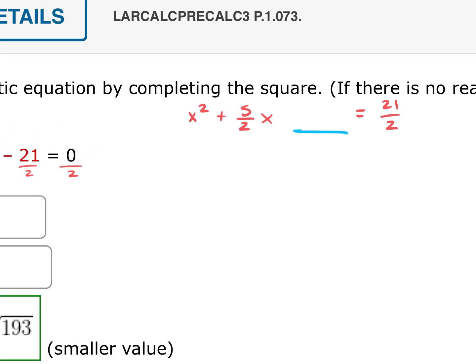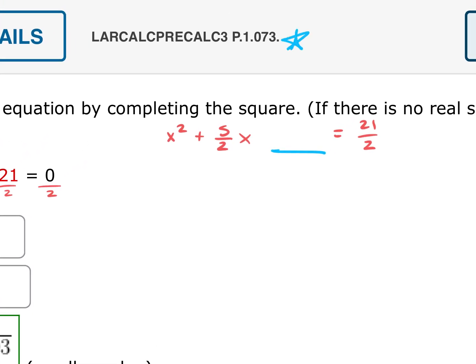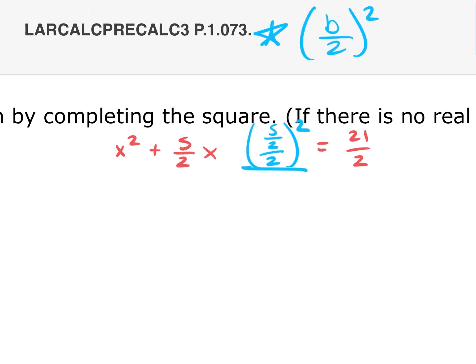What's the little formula that we use to complete the square? B over 2 squared. So we have 5 over 2 squared. Well, when we have a fraction and a fraction, so 5 over 2, we keep change flip. So multiply by 1/2, we get 5 over 4. So I'm just going to rewrite that to make it a little bit nicer for us. This turns into 5 over 4.